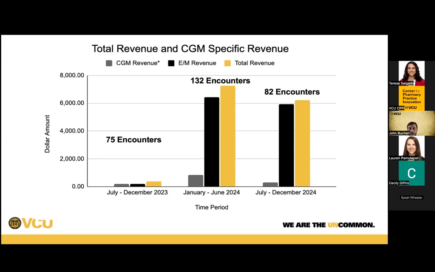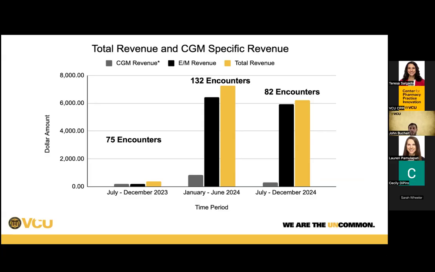In 2024, the revenue jumped up to nearly $7,000. We also had more encounters at that time, 132 encounters. And then in July to December 2024, we saw about 50 fewer patients at that time, but the revenue was just a little bit lower. So on average, we were getting a lot higher payment per bill submitted for patients. Keep in mind that I did not change my process of care. I was seeing patients with uncontrolled chronic conditions and billing based on the appropriateness of the care that I provided.